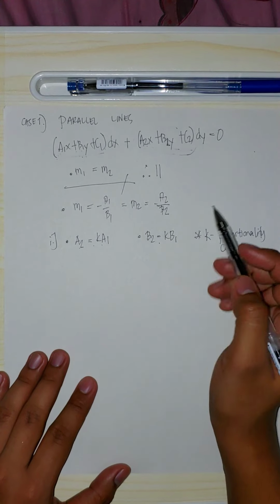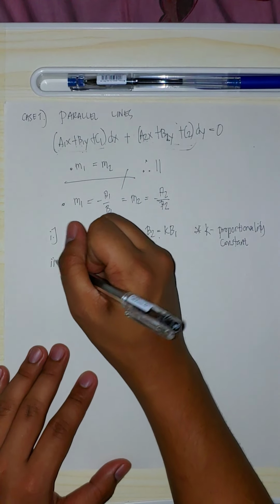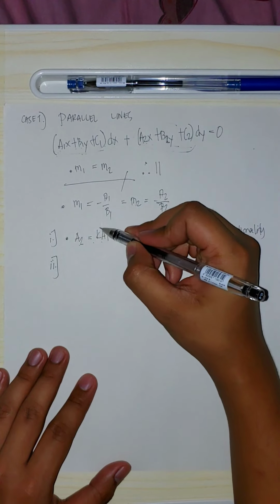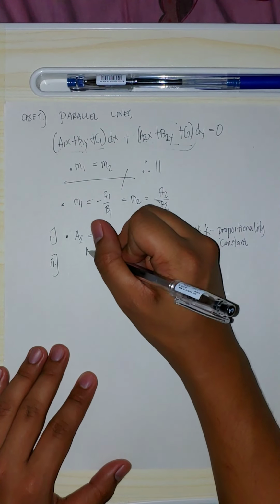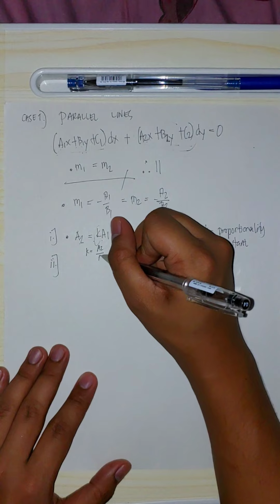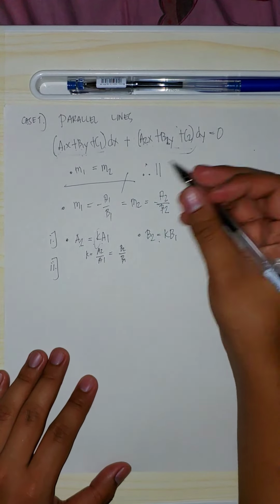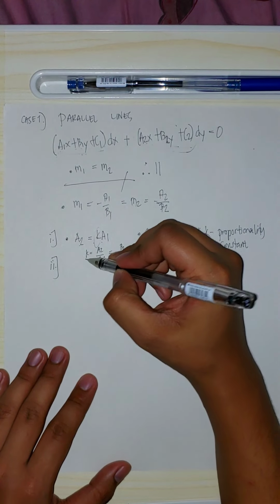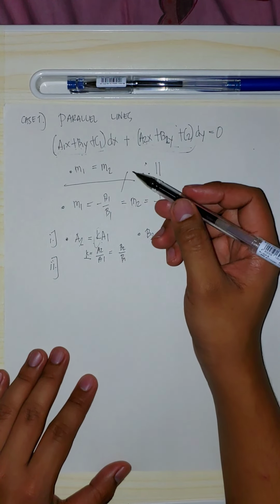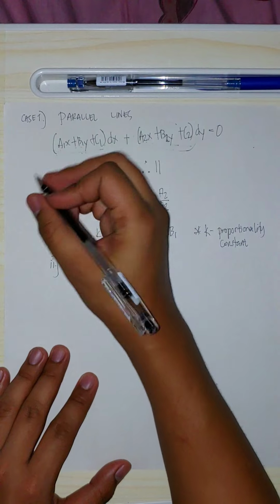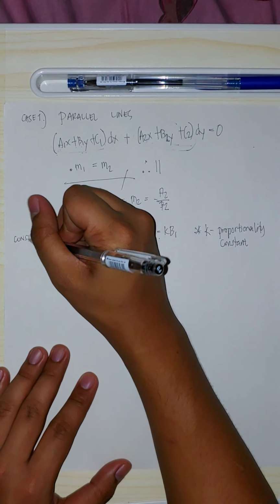So what's next? What do we do next? Having determined K, you can solve K is equal to A2 over A1, or depending on your choice, it can be B2 over B1. So having known the proportionality constant, the first thing we get is the constant K.